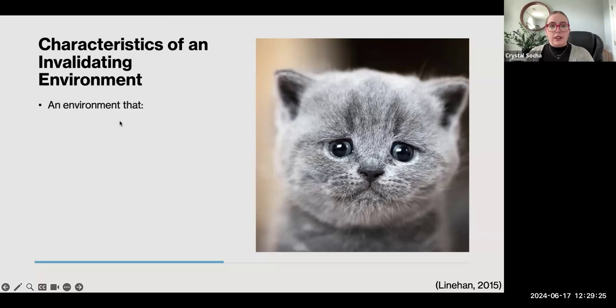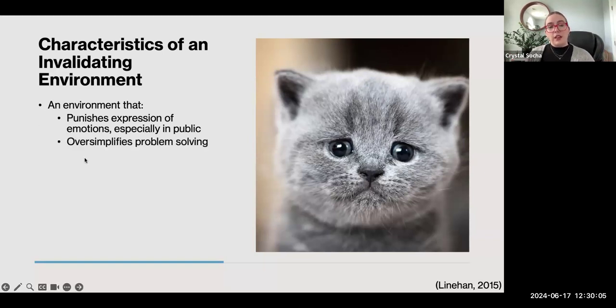So when we look at an invalidating environment, it is many of those things that you all mentioned. So it could be an environment that punishes expression of emotions, especially in public. So we'll look at, for example, thinking about a child. This might look like an adult telling a child, go to your room until you stop being angry. So this child is now forced to figure out what to do with those big feelings and go to their room until they are, quote, perhaps able to no longer be angry.